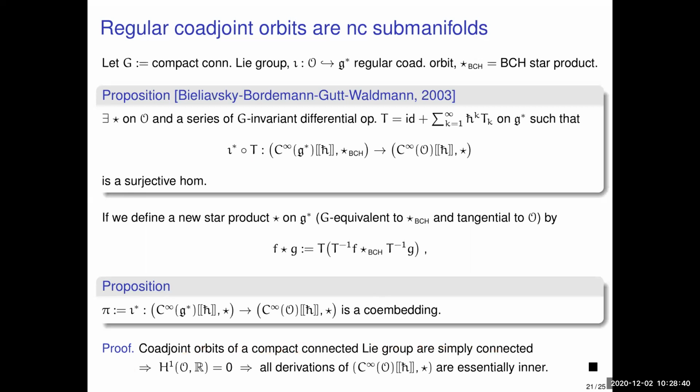So H1 is 0. All derivations of the quotient algebra are essentially inner, and then automatically you have a submanifold algebra. So coadjoint orbits are examples with this kind of deformation, with this star product that is in this paper by the four mentioned. So these deformations of coadjoint orbits are examples of non-commutative submanifolds of g star.